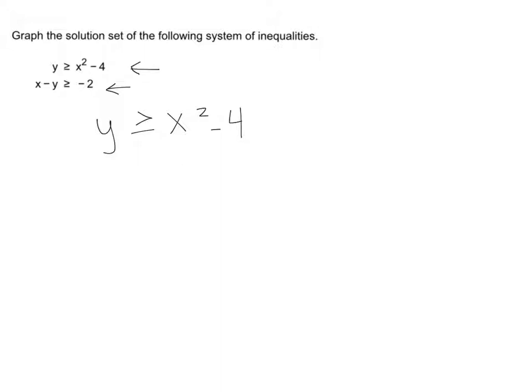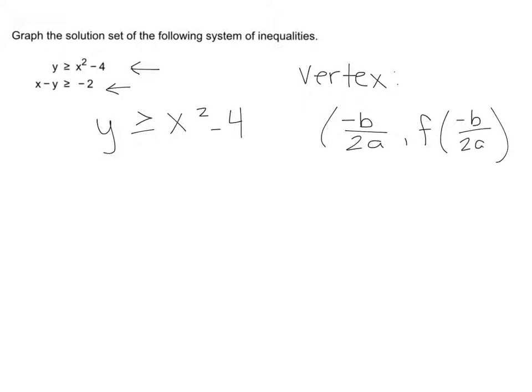So to find the vertex, the x value is in the form negative b over 2a, and then the y value of the vertex is just f of negative b over 2a, which means we'll evaluate the inequality at the point of x. So first you'll find negative b over 2a.